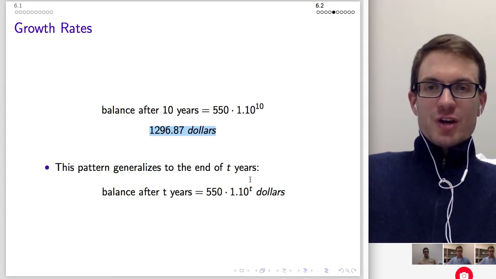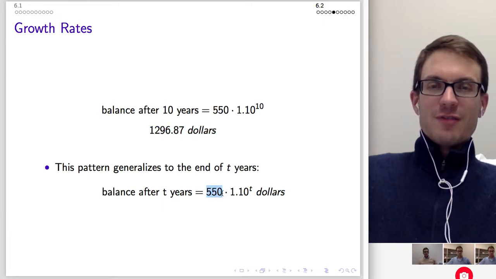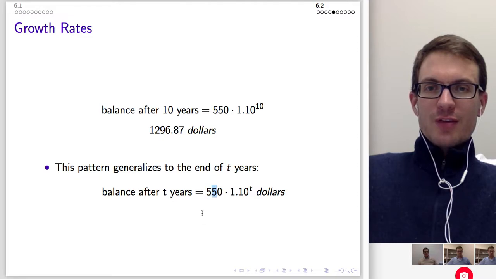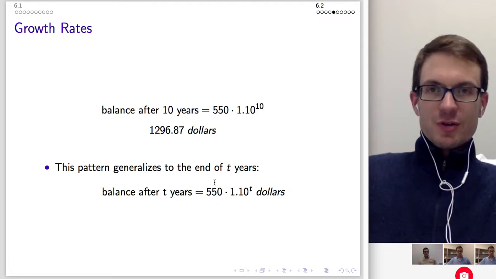And then this pattern generalizes to the end of t years. So the balance after t years is not 550, it's 500 times 1.1 to the t. So sorry about that. See this? This should be 500. This should also be 500. The preceding slide is okay.